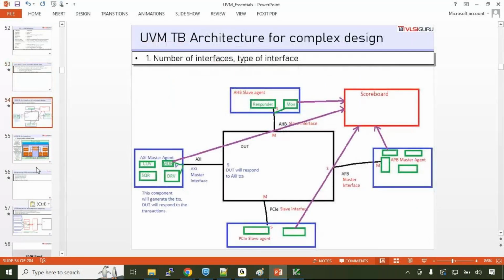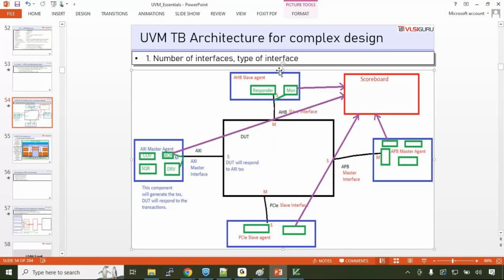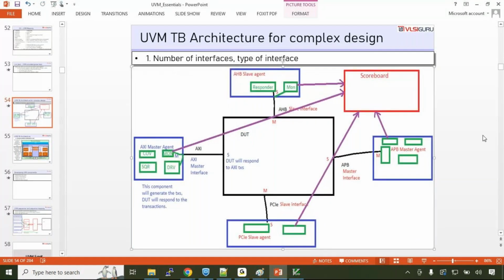How do you develop a test bench for a complex design? If you have a design with multiple interfaces, how many interfaces are there in this design? Four actually. The black box you see in this diagram is the design. In this case, there are four interfaces. One is AXI, one is AHB, one is APB, one is PCI Express. Corresponding to each interface, you need to use an agent based on the type of interface.